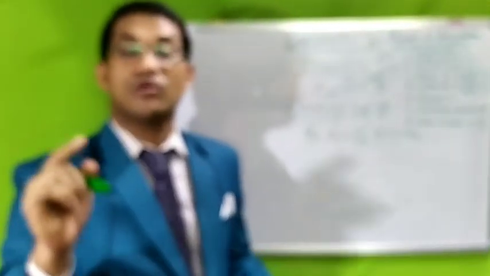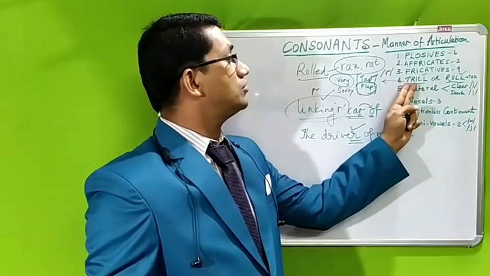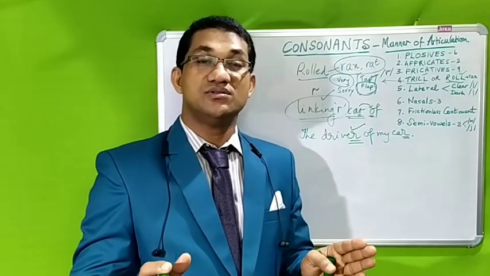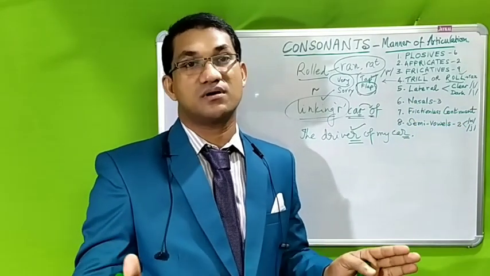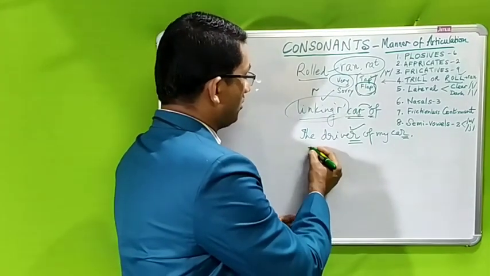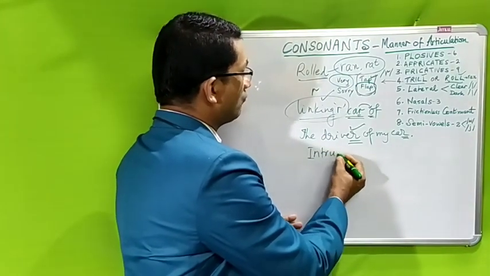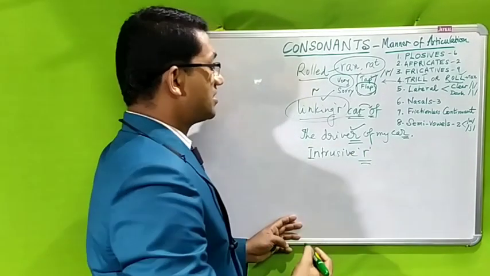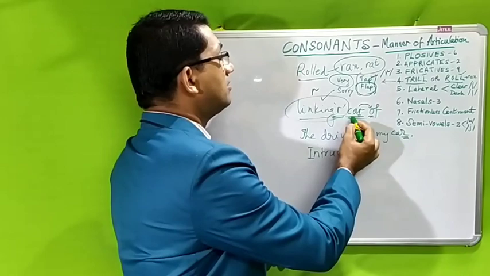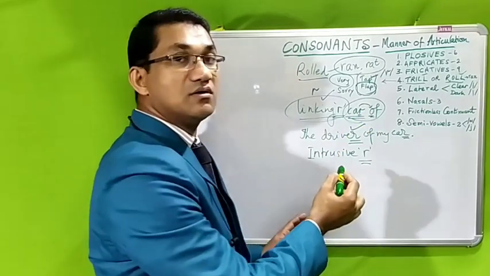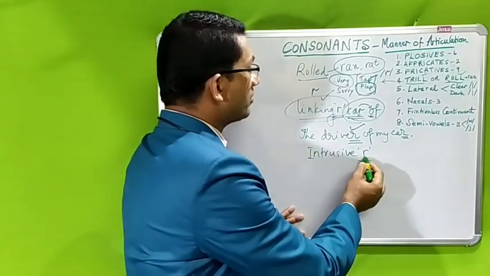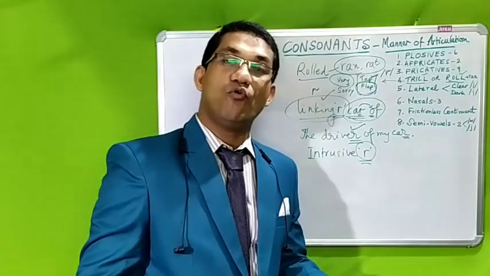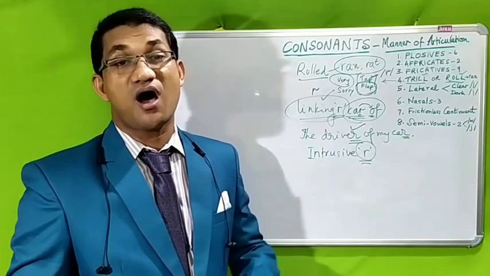Now we have one more concept related to the trill or the roll, and that is what is known as the intrusive R. What the intrusive R is is in fact a question for examination. Give an example for linking R, very easy to understand, and which is audible. Give an example for intrusive R, you must have examples for that. Let's understand the concept of the intrusive R.